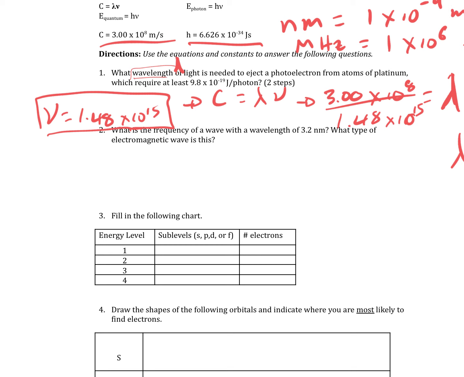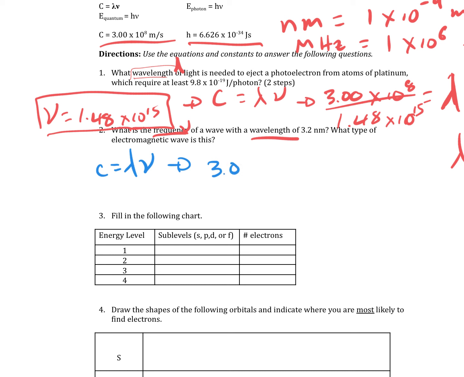So with that, let's look at the question here. What is the frequency? So we're looking for nu, with a wavelength. Well, the only equation that has both of those is the speed of light equation right up here. So with that, pretty straightforward. c equals lambda nu. Let's plug it in.